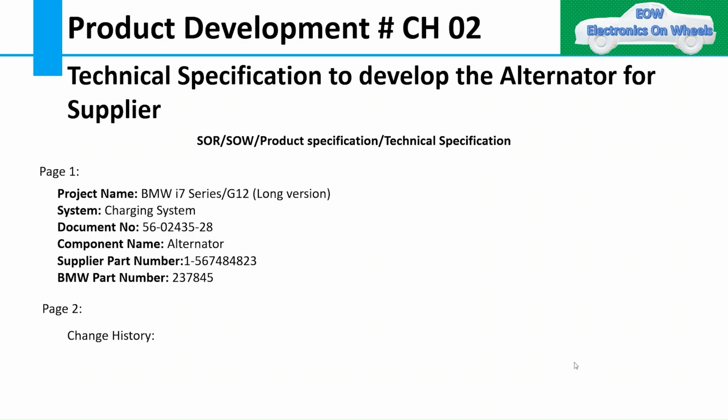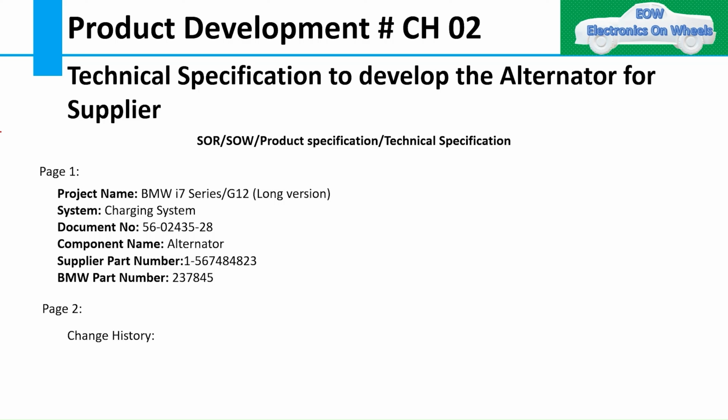Someone uses product specification, someone uses technical specification, but the meaning of all these terms is the same: we are telling the supplier how we can tell them that this is the requirement of the particular product. So this is the purpose of this document. We will go step by step through the steps in developing this document.